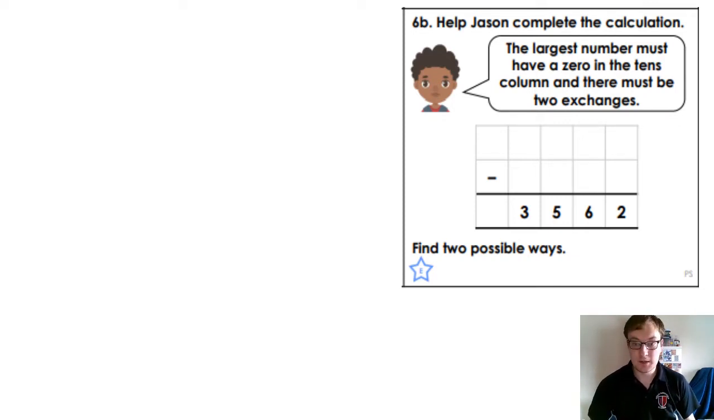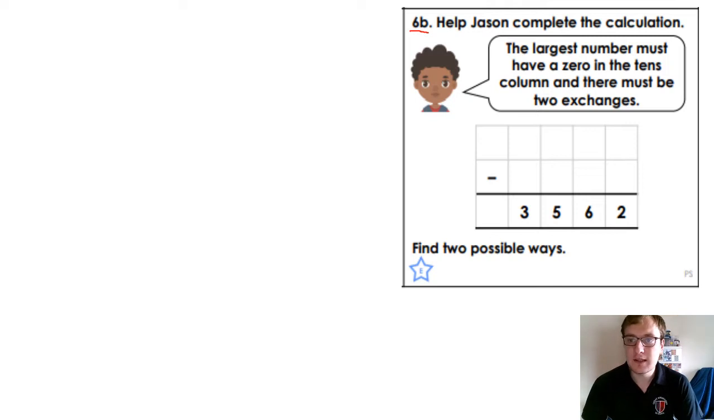It wasn't just my class, but every class in Year 4 was struggling with this type of question from our problem solving and reasoning, which is: help Jason complete the calculation. The large number must have a 0 in the tens column and there must be 2 exchanges. You need to find 2 possible ways. So there's going to be a lot of trial and error with this. You're just going to have to work through different numbers and see what works and what doesn't. And it does take a while to find your 2 possible ways.